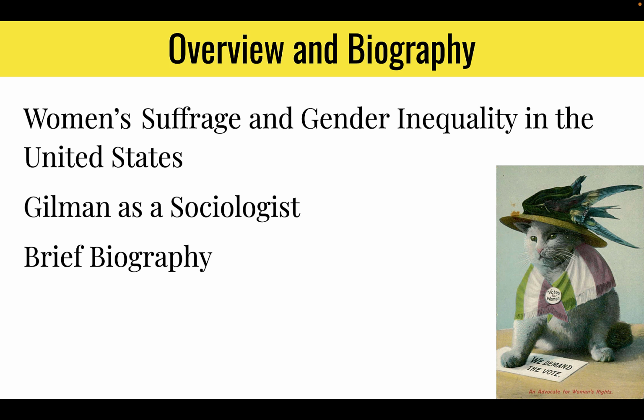So in 1932, she was diagnosed with breast cancer, and on August 17th, 1935, Charlotte Perkins Gilman took her own life, writing in her suicide note that she preferred chloroform to cancer.